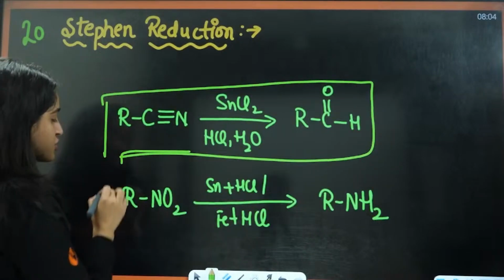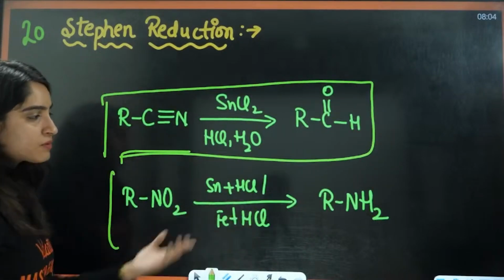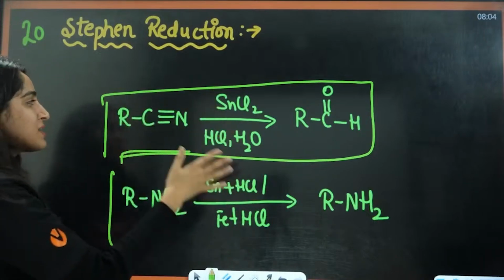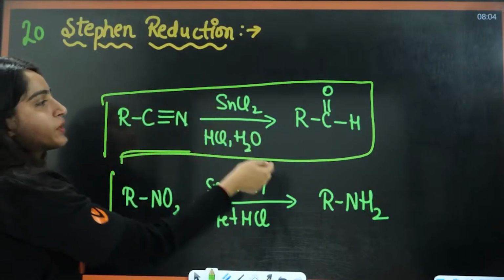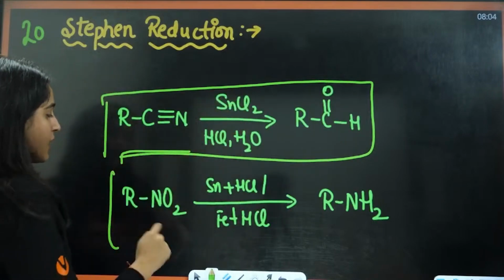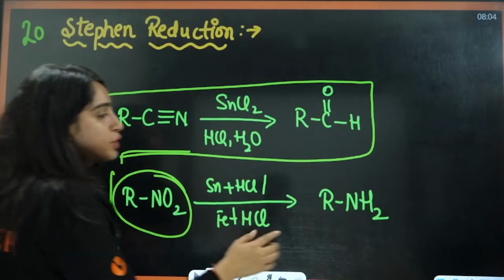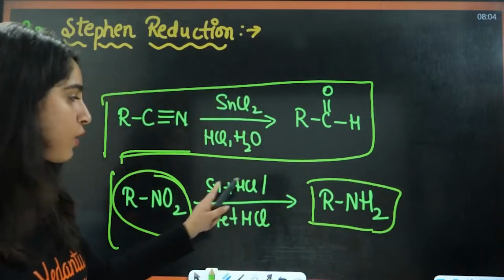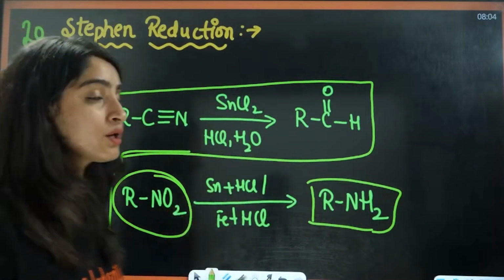This is not Stephen reduction, but it is actually similar to Stephen reduction, because the reagents are quite similar. Here RCN is converted to RCHO using SnCl2 and HCl. Here RNO2 is converted to RNH2 using Sn/HCl and Fe/HCl. Okay, you can use either tin or you can use iron.